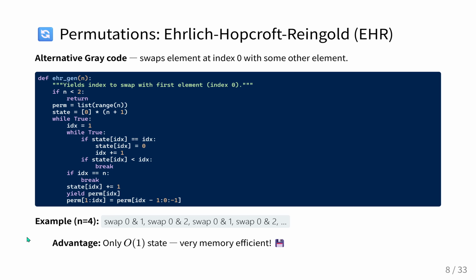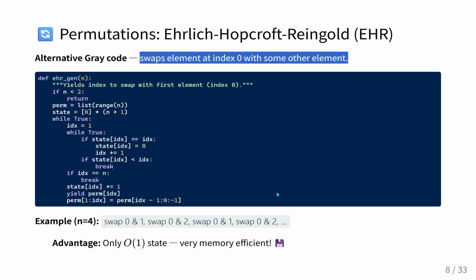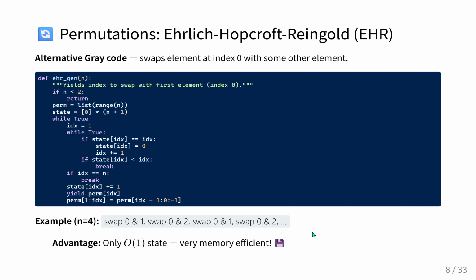So the strict rules aren't there to make the math harder. They're there to make the memory requirement practically disappear. That is the core insight. And we see the exact same efficiency in combinations.